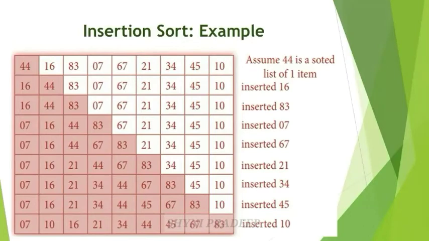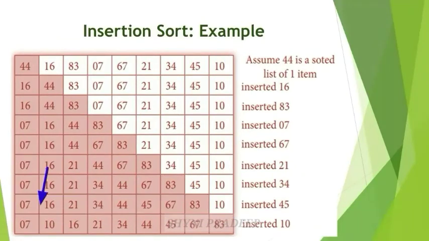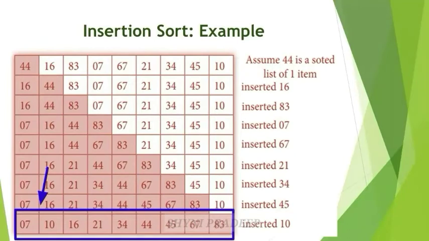After pass 8, insert the next number. So now you have to insert 10. So 10 is greater than 7 and smaller than 16. So you have to insert 10 between 7 and 16. So 7, 10 and next 16, 21, 34, 44, 45, 67, 83. So now you can see here all the elements are arranged in sorted order. Finally we got the sorted array.